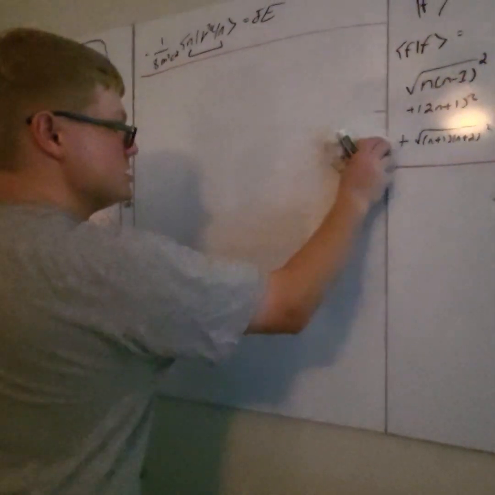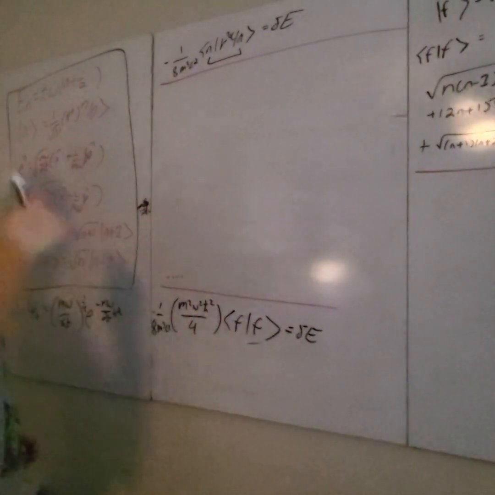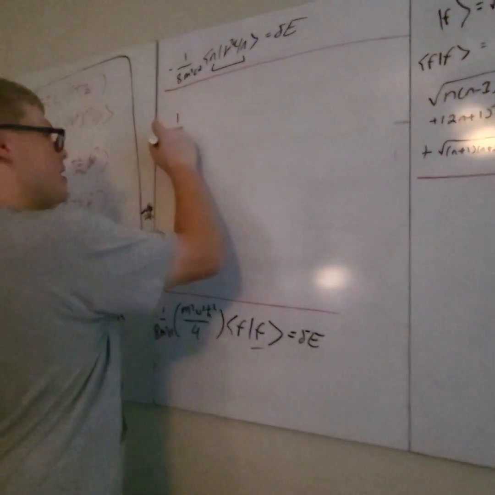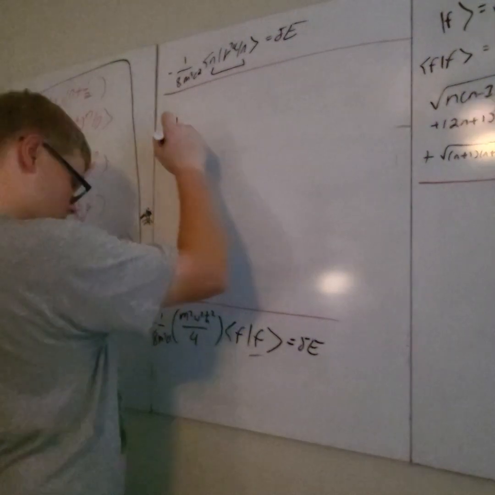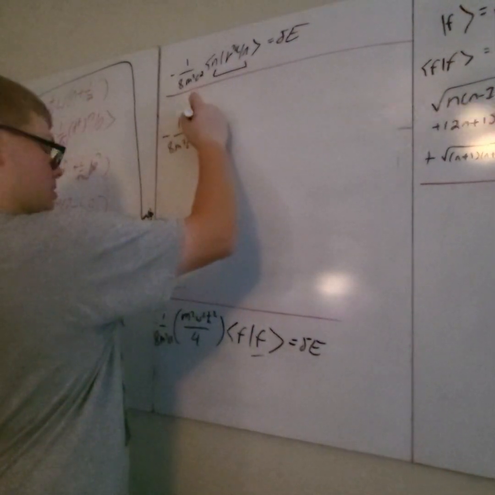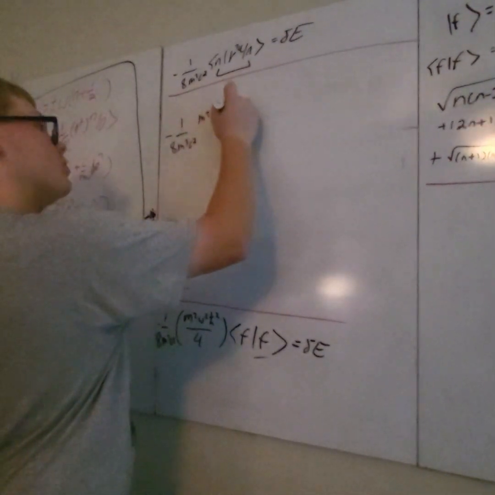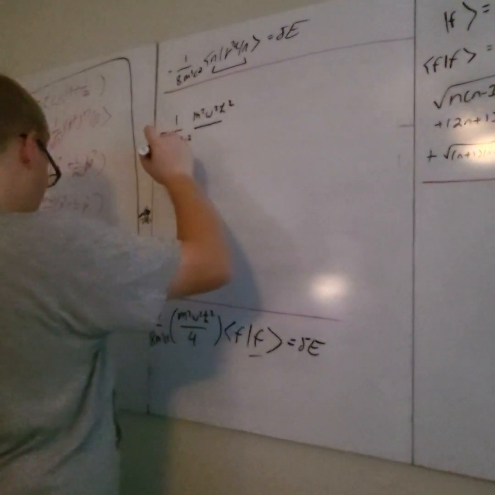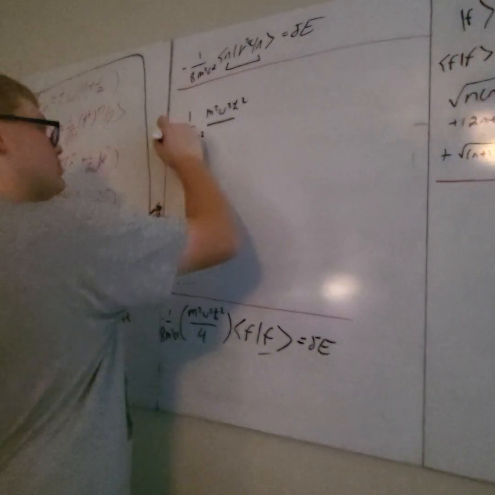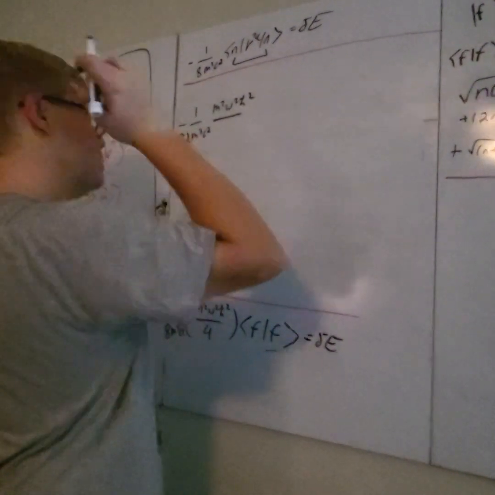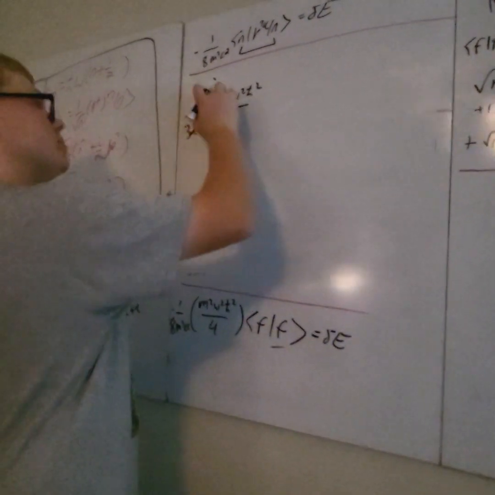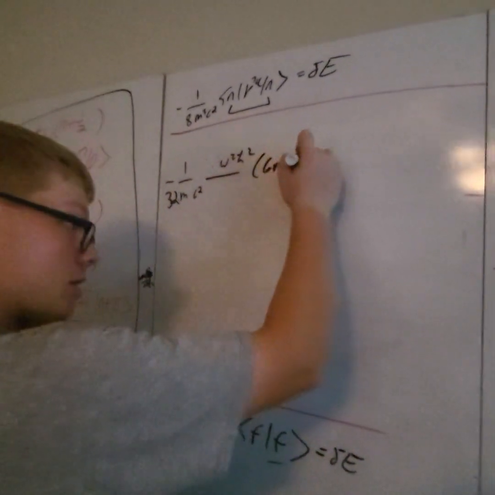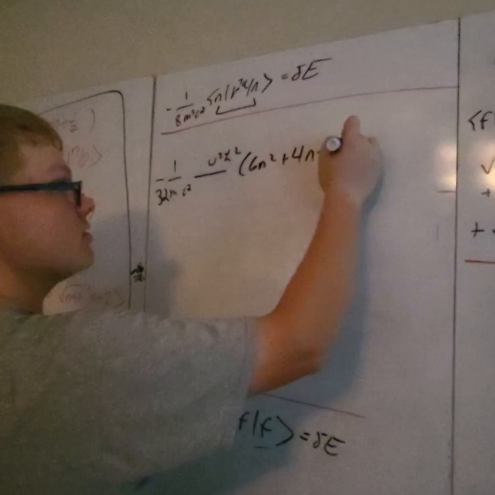Meaning that our energy correction due to relativistic effects is negative 1/8 m cubed c squared times m squared w squared ħ squared over, let's see, times 4, that's 32. We're going to cancel that. That's just going to be ħ squared w squared over 32 m c squared times 6n squared plus 4n plus 3.